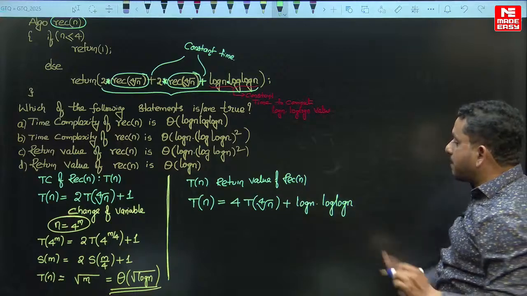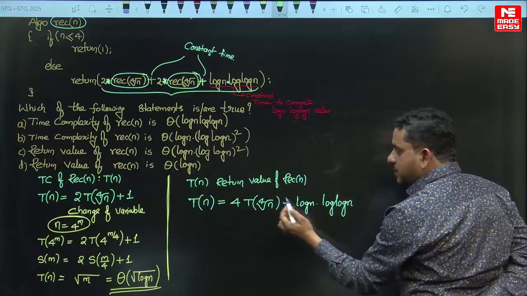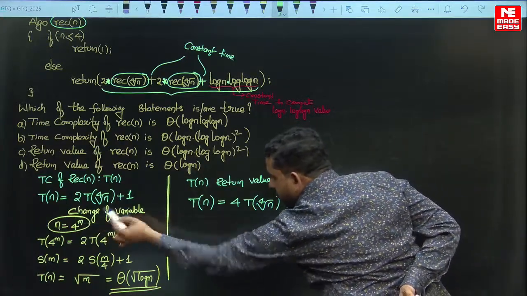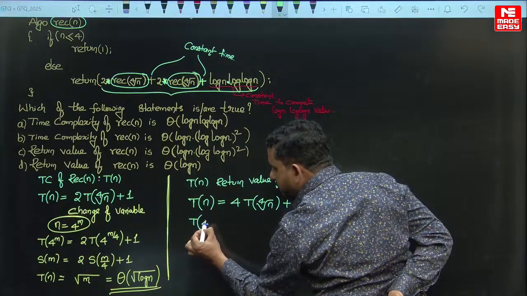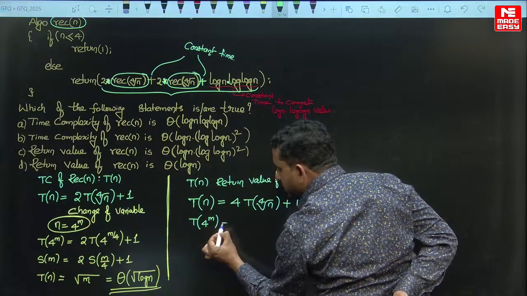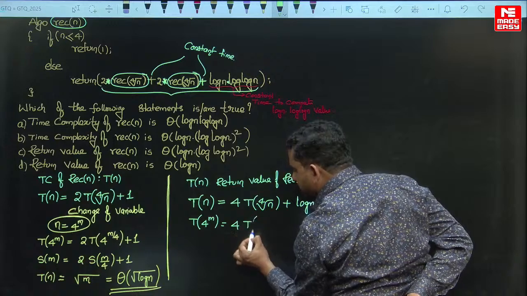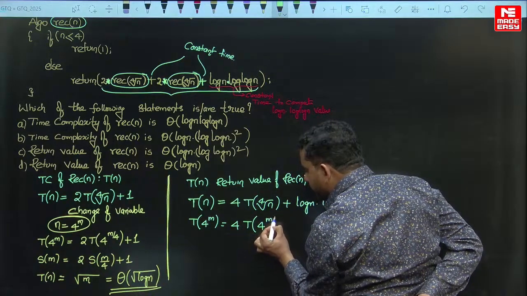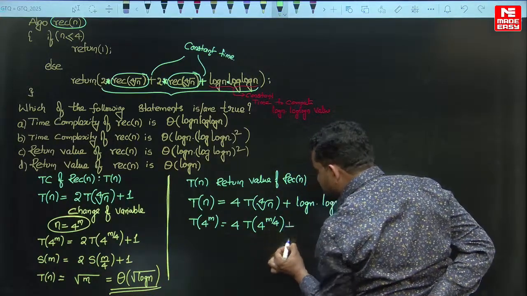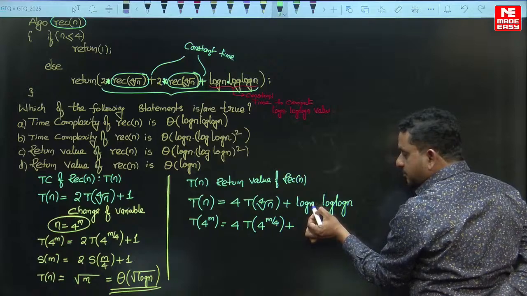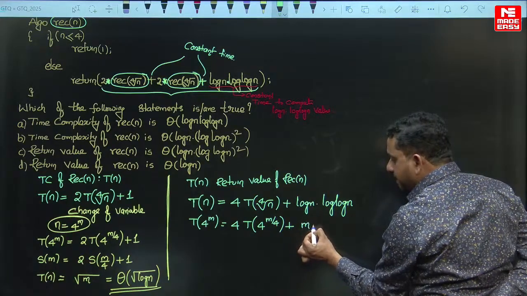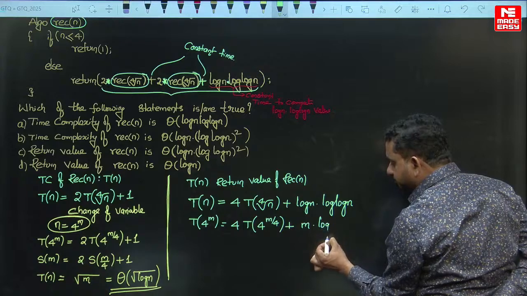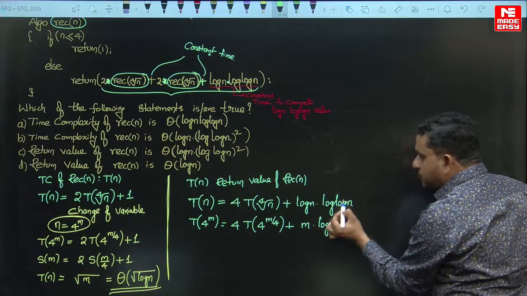Now apply the change of variable concept. Again assume n equal to 4 power m. N equal to 4 power m means it becomes t of 4 power m equal to 4 times t of 4 power m by 4, plus log 4 power m, which becomes m multiplied with log m, since log n equal to m.